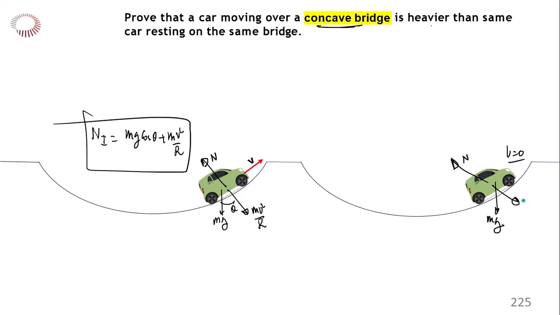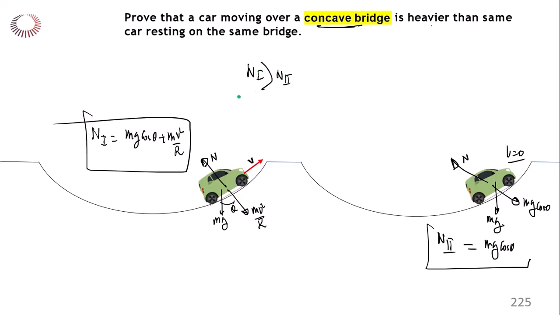So it is balanced by the mg cos theta. So can I say N2, second situation, is equal to mg cos theta. So now I am saying that N for the first situation is greater than N for the second situation. So when you are resting on a concave bridge, you are feeling heavier. When you are resting on a convex bridge, you are feeling lighter. Okay. So depending on the radius of curvature, the N is going to be changed, and accordingly you can answer this.